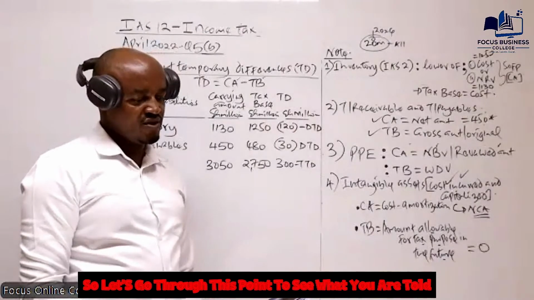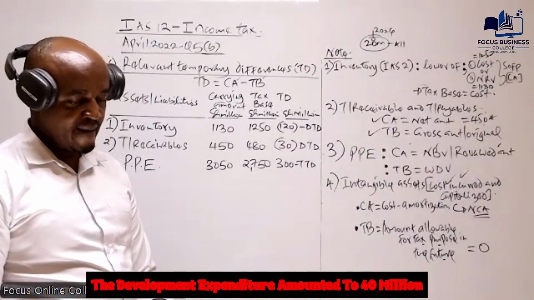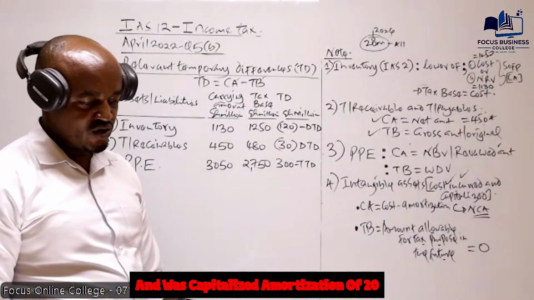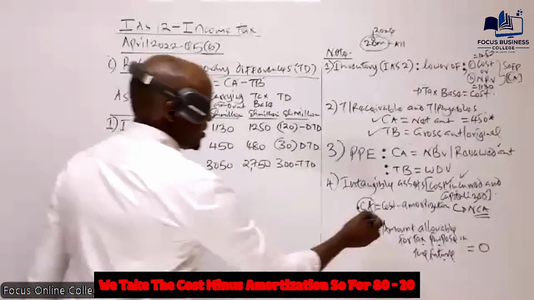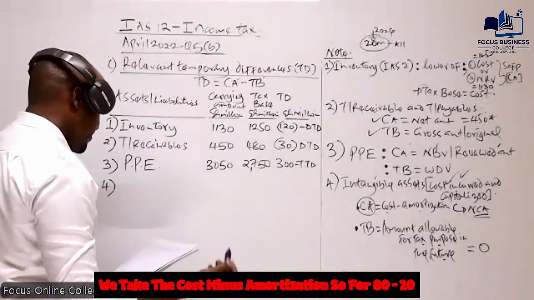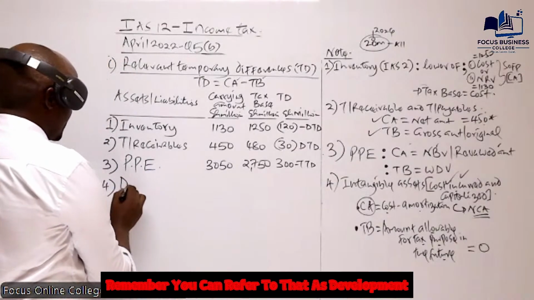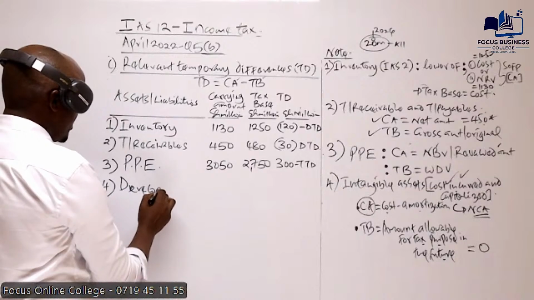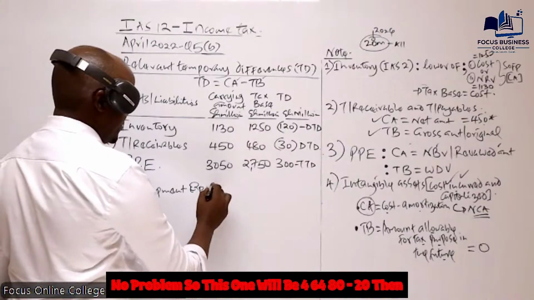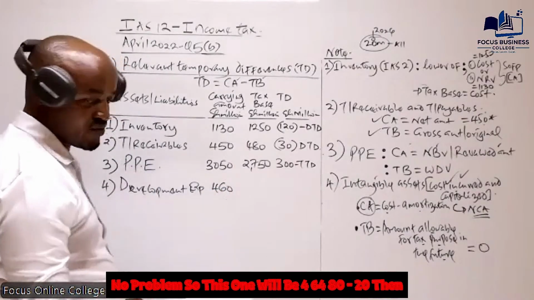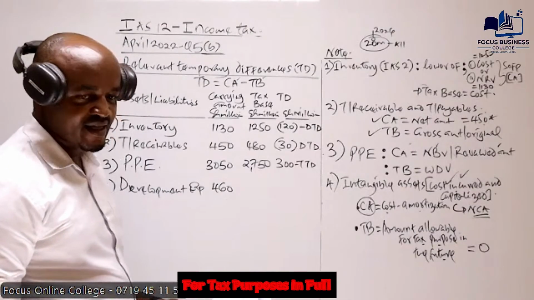So let's go through this point to see what you're told. We are told that during the year, that is the current year, the development expenditure amounted to 40 million and was capitalized, with amortization of 20. That one is quite simple because that will help us in computing the carrying amount. We take the cost minus amortization. So 80 minus 20, and basically that one will give us 60. Remember, you can refer to that as development expenditure or you can just refer to it as intangible asset, no problem. So this one will be 40 minus 20. Then in the other sentence, we are told this development expenditure was allowed for tax purpose in full.